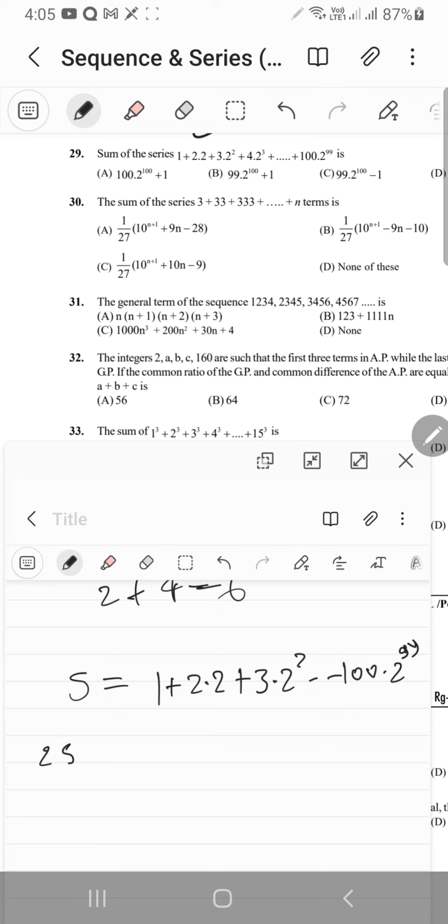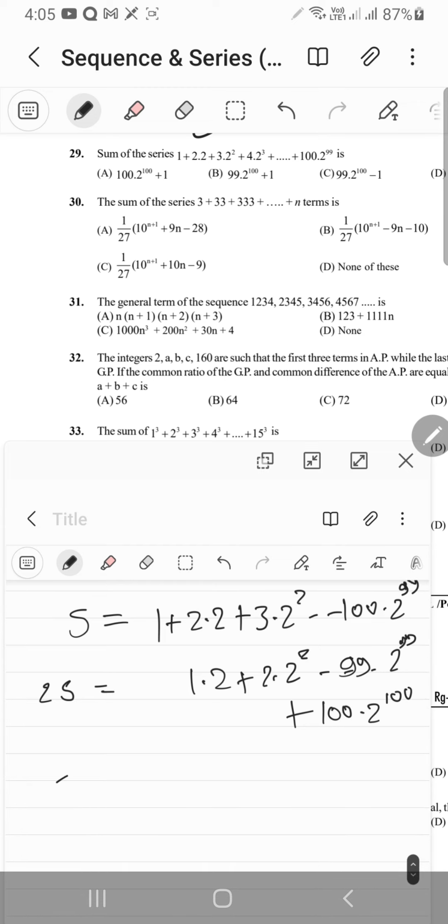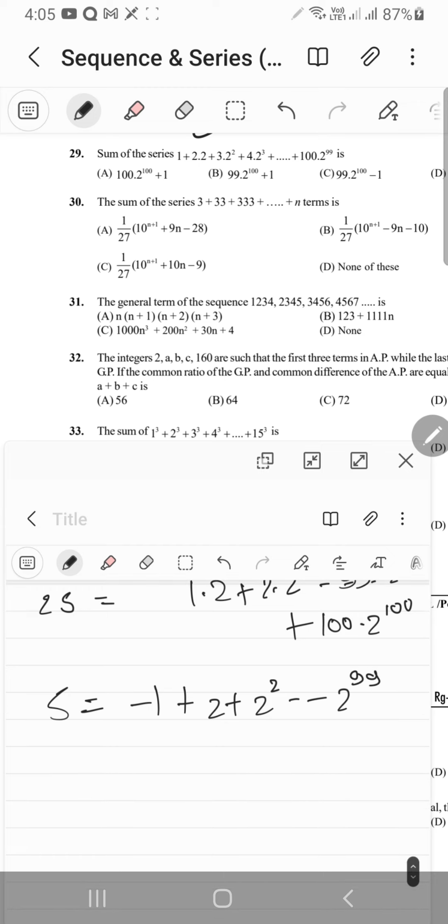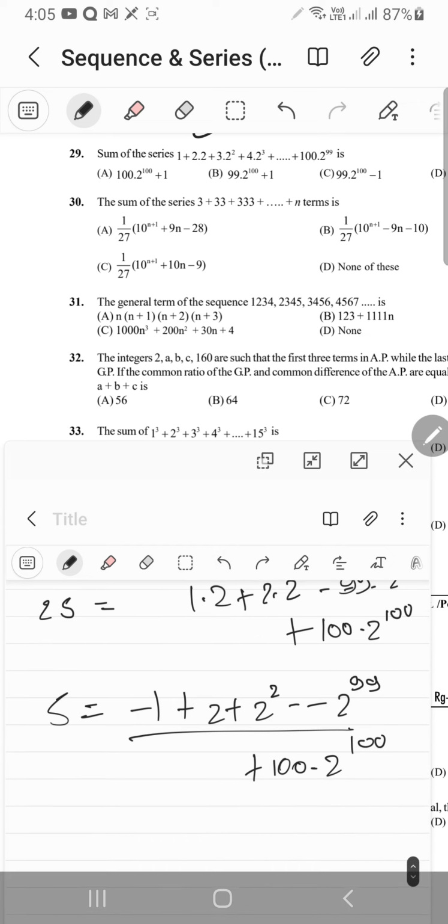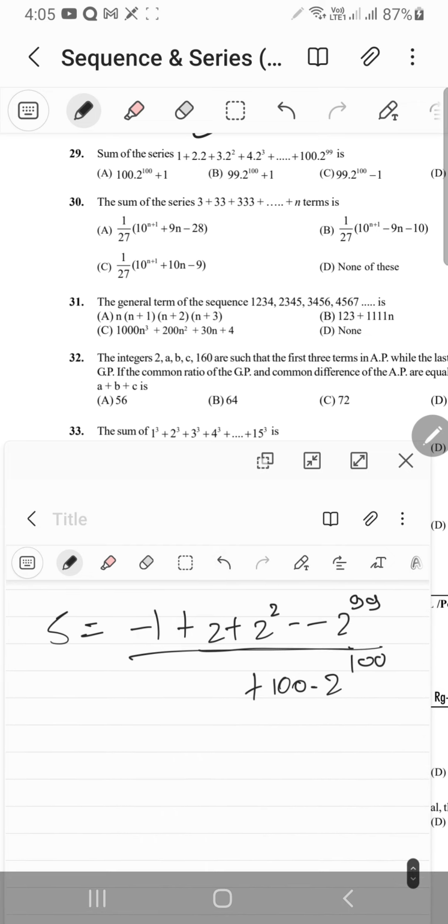Then 2 times s is going to be 1 times 2 plus 2 times 2 squared, and so on till 99 times 2 to the power of 99 plus 100 times 2 power 100, and then subtract. So just have s equal to negative 1 plus 2 plus 2 squared all the way till 2 power 99, and then finally plus 100 times 2 power 100. Oh, this is a negative 1 over there. That's not what I want, but at least this thing is doable.